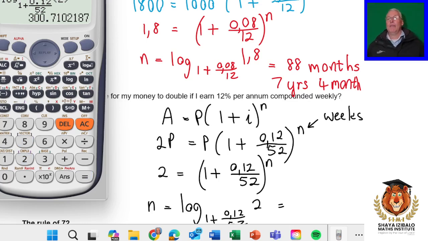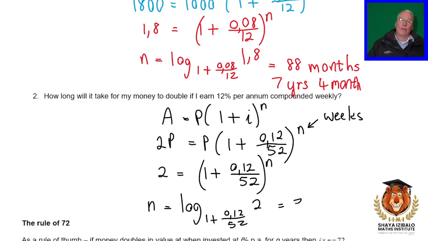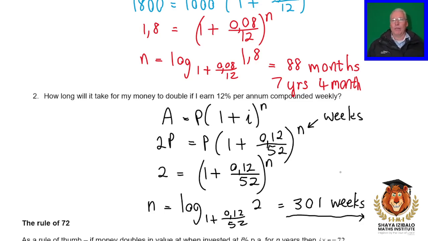Right, it comes to 300,7, so about 301 weeks. 301 weeks, and again we could convert that into years. Remember there are 52 weeks in a year, so it's almost 6 years. It's a little bit short of 6 years.